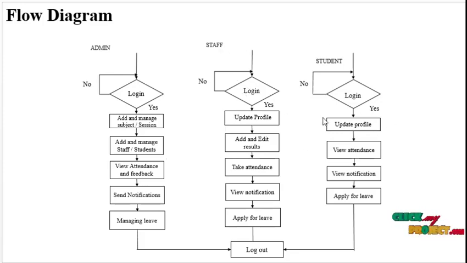And then we are going to see the process of staff. Staff can update their own profile, add and edit the result of a student, take attendance of the student, view the notification which is received from the admin, and then staff can apply for leave. Now we are going to see the process of student. A student can update their own profile, view the attendance, view the notification from the admin and staff, and then apply for leave.